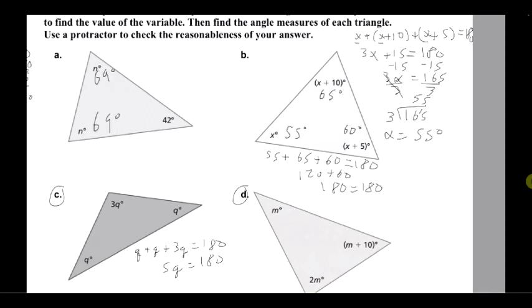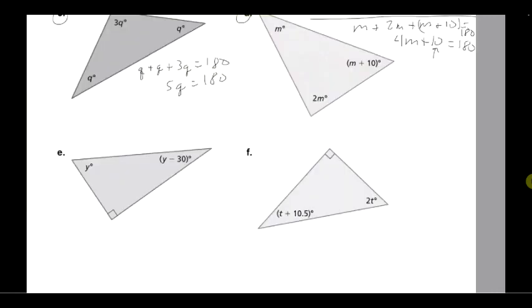Triangle D, I'll help you set it up. M plus 2M plus M plus 10 equals 180. M plus 2M is 3M, plus another M would be 4M, plus 10 equals 180. Then you can do the rest. I suggest working with this first. Some tips about triangles E and F: this little boxy square thing equals 90 degrees every single time.